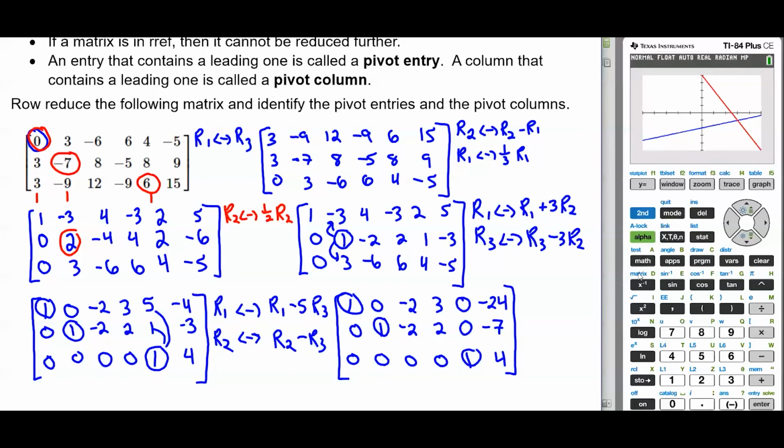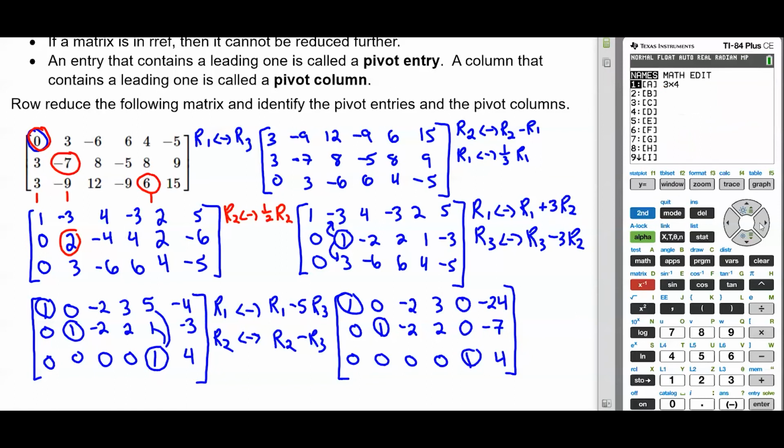So in the calculator, you have a matrix button, and you need to use the second key to get matrix. You need to scroll over to edit. We want to enter our matrix in. And right now it's 3 by 4. But what is this matrix? It's 1, 2, 3 rows and 1, 2, 3, 4, 5, 6 columns. So when you're talking about the size of a matrix, it's always the number of rows first and the number of columns second. So this is going to be 3 by 6.